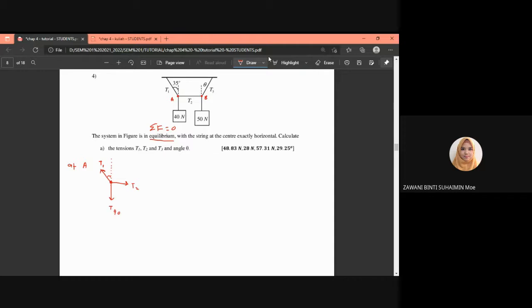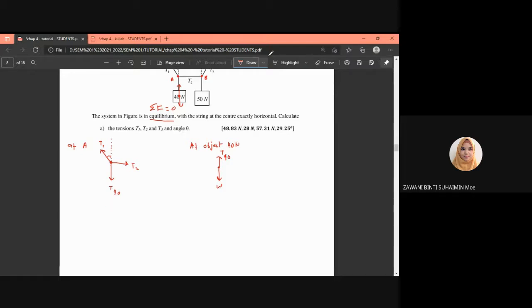Lepas tu kita boleh juga study objek 40 ni. Dekat objek 40 Newton ni kita ada weight and then we have tension. That tension will be equal to T40, sama je, sebab sama dengan yang kita define tadi. Alright, daripada sini, apa yang awak boleh buat, kita try resolvekan the equation, tengok dapat tak dapat jawapan.